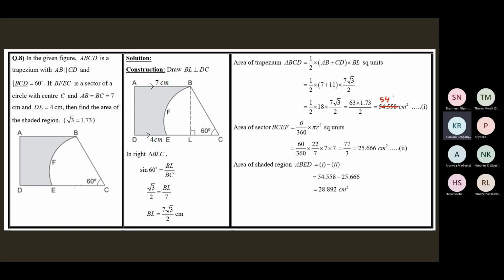54. Maybe I used 1.732. I'm not justifying, but let me check what I've done. Into 63 divided by 2. Yeah, I've calculated by mistake. I've used 1.732. When I use 1.732, then I get 54.558. But here it is not 54.558. It is 63. 54.495. Okay, so then this one also will be.